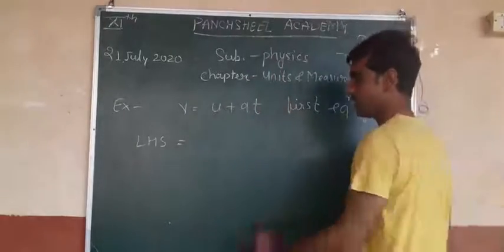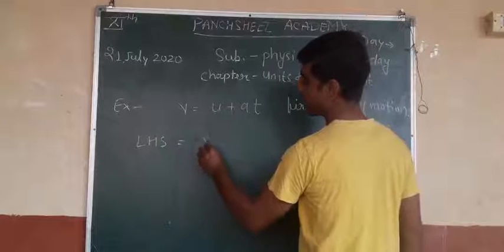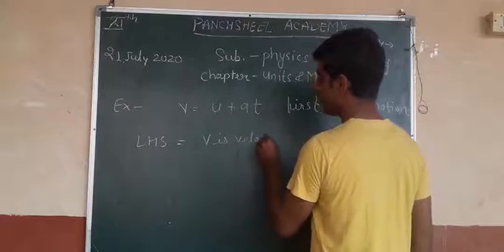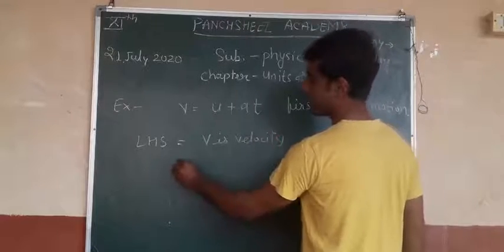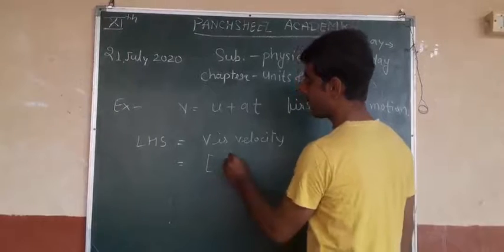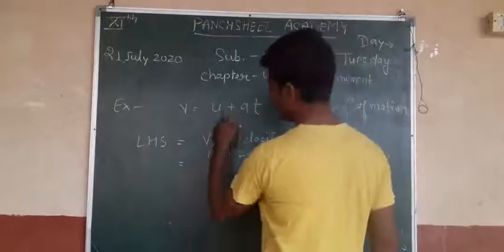What is the LHS side? This is v. v means velocity, and the dimension formula of velocity is meter per second. So meter means L1 and T minus 1.